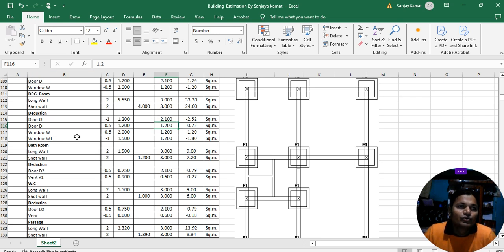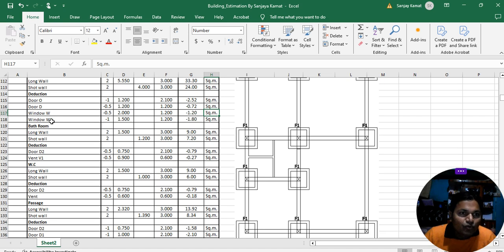Now once you know the three values, multiply them, then you will get minus 0.72 square meter. And similarly you work for the window W2: minus 0.5, length will be 2.00 meter, and thickness will be 1.2 meter. Then multiply these again, you will get minus 1.20 square meter.